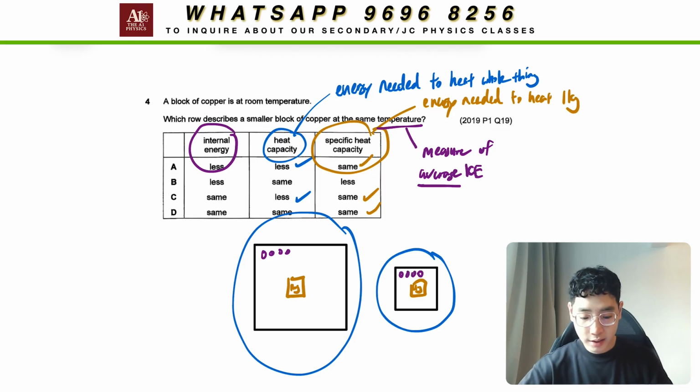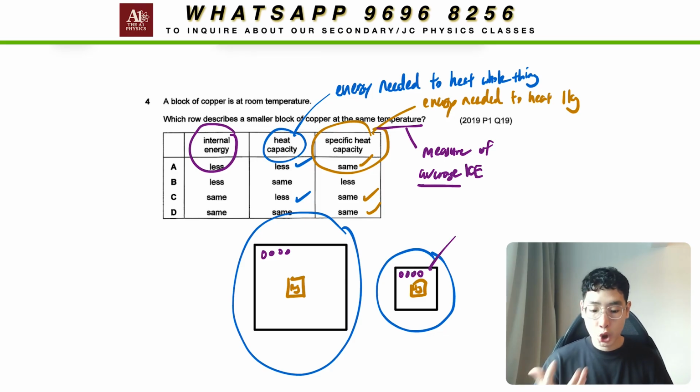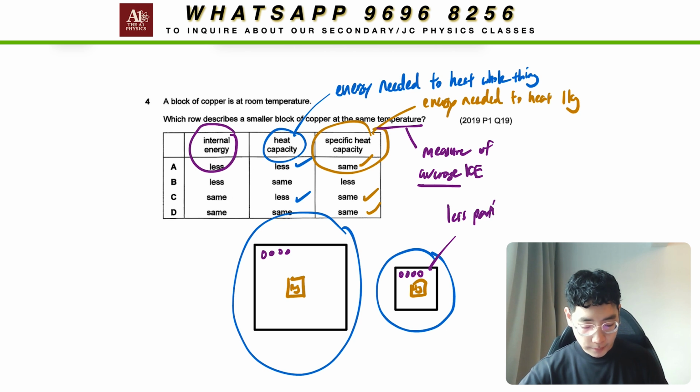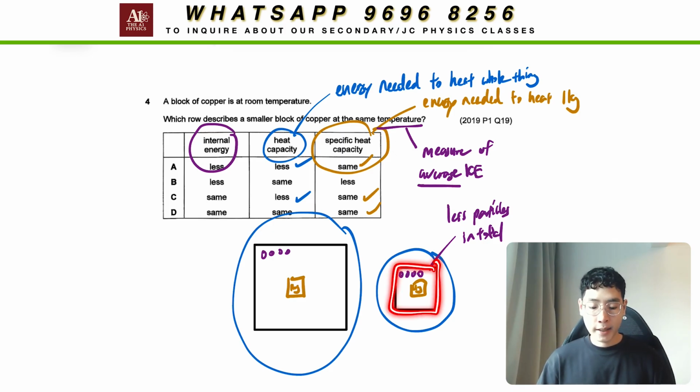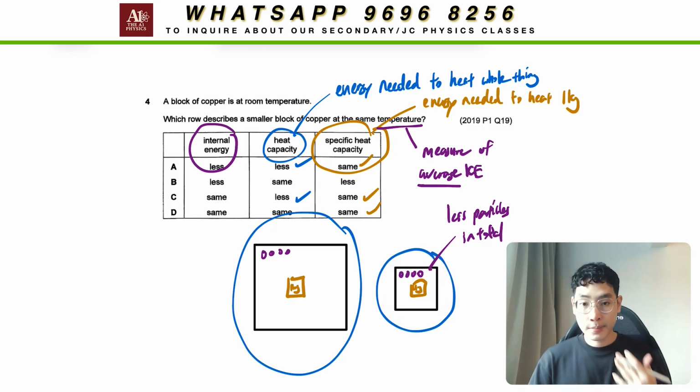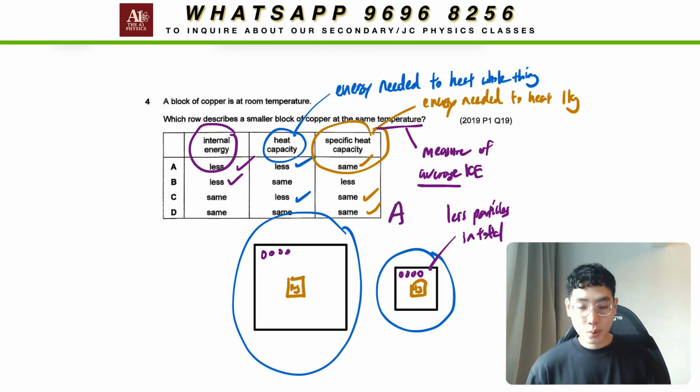But because the smaller block has less particles in total, even though on average the energy of each particle is the same, the smaller block has fewer particles. So in total, the smaller block will have less internal energy. So that's why the answer for this question is A.